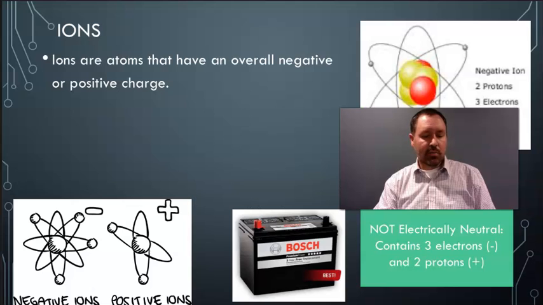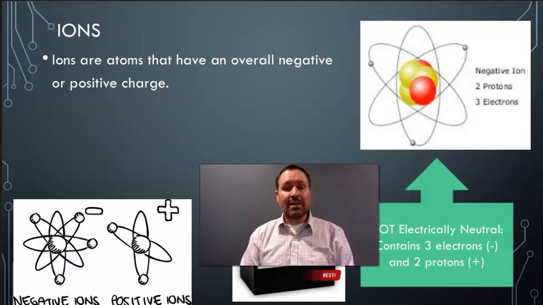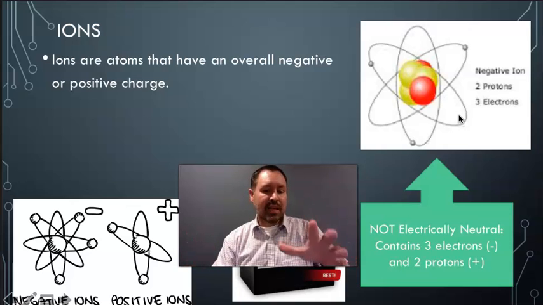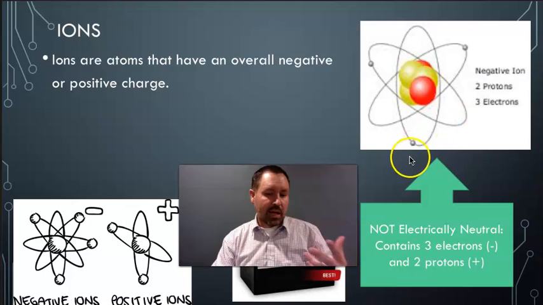If at any time you need to pause while you're taking notes, feel free to do so. Ions are atoms that have an overall negative or positive charge. If you look at the atom right up top here, we've got 2 protons, the red things right here, and we've got 3 electrons. Well, 2 positives, 3 negatives. That means this atom is an ion. It's a negative ion because it has an overall negative charge. So some atoms can be ions.